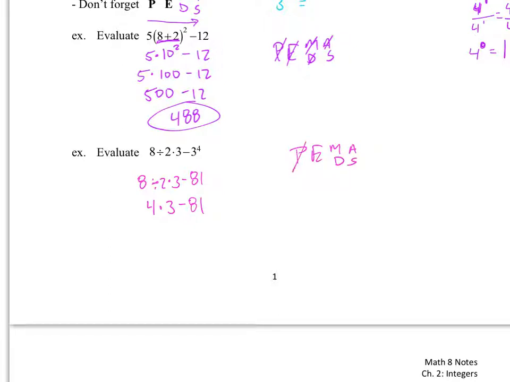So we did all our parentheses, we did all our exponents. We have both of these. So you don't do multiplication then division, you do left to right. The division in our problem is to the left, so it comes first. 4 times 3, 12. Minus 81, negative 69. Okay?